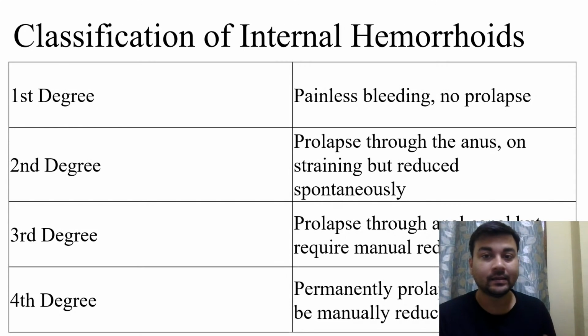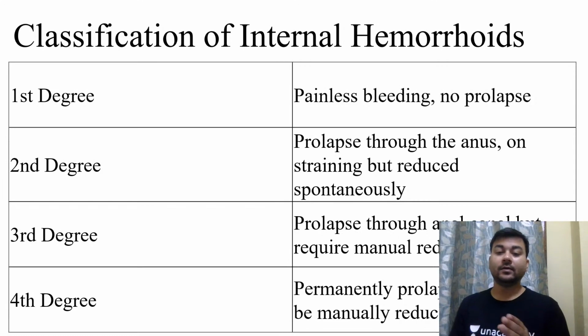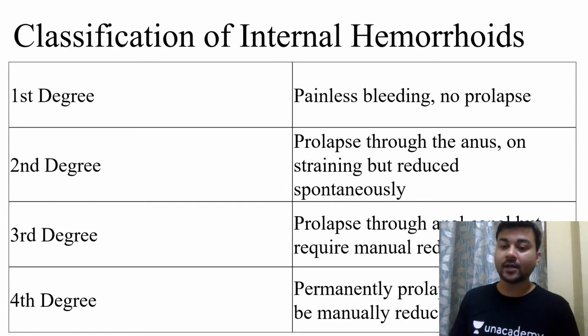First degree, there is painless bleeding but no prolapse. Second degree, there is prolapse through the anus on straining, but it can be reduced spontaneously. Third degree, there is prolapse and it requires manual reduction. And fourth degree, there is permanent prolapse and it cannot be manually reduced.